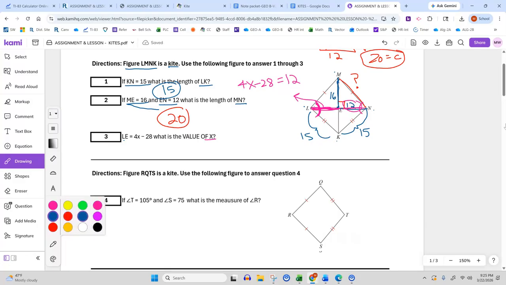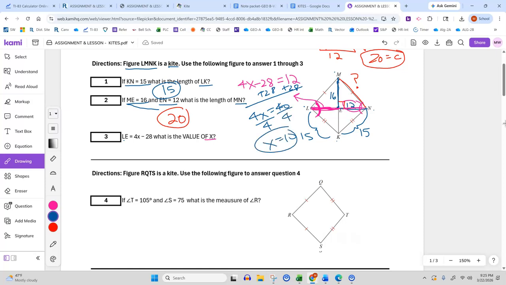I'm not going to do this one in pink the whole way. So we get 28 plus 28, 4x equals 40, divided by 4, x equals 10, okay? So that's how you do that kind of problem.